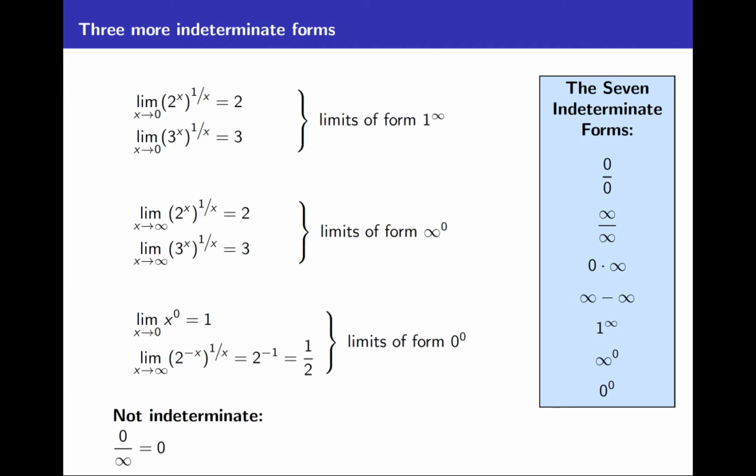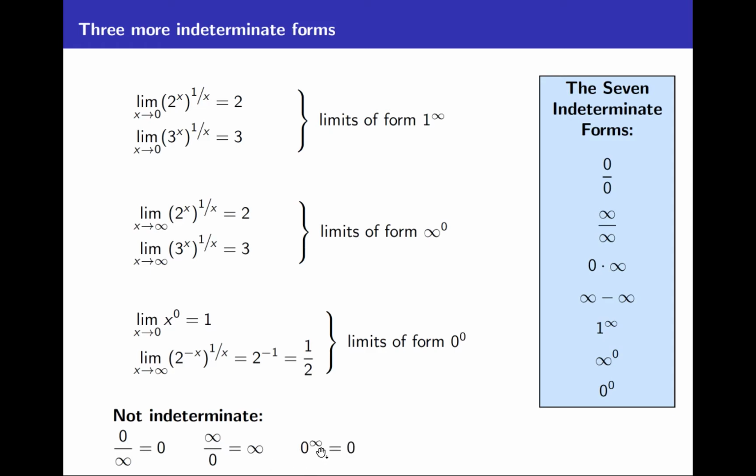I should mention that there are lots of forms that are not indeterminate. A limit of form 0 over infinity: you've got a value that's approaching 0 divided by a bigger and bigger number. That equals 0. That's not an indeterminate form. You can say what that is. Likewise, infinity divided by 0. The top is getting bigger and bigger, divided by a smaller and smaller number. That quotient is getting bigger and bigger. So infinity over 0 is infinity. It's not indeterminate.